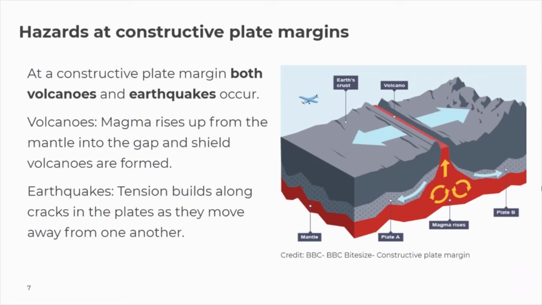Now, volcanoes, what happens is magma rises up from the mantle into the gap. And then, as I say, we get these flat shield volcanoes that are formed. And then earthquakes happen because actually what sometimes happens is where those plates sort of crack, tension builds up as they move away from each other. Now, as I say, they're not normally major earthquakes, but it can happen. Now, what I would like you to do is to have a think about why volcanoes are hazardous. What is it that makes a volcano a risk to people and the economy and to the environment?